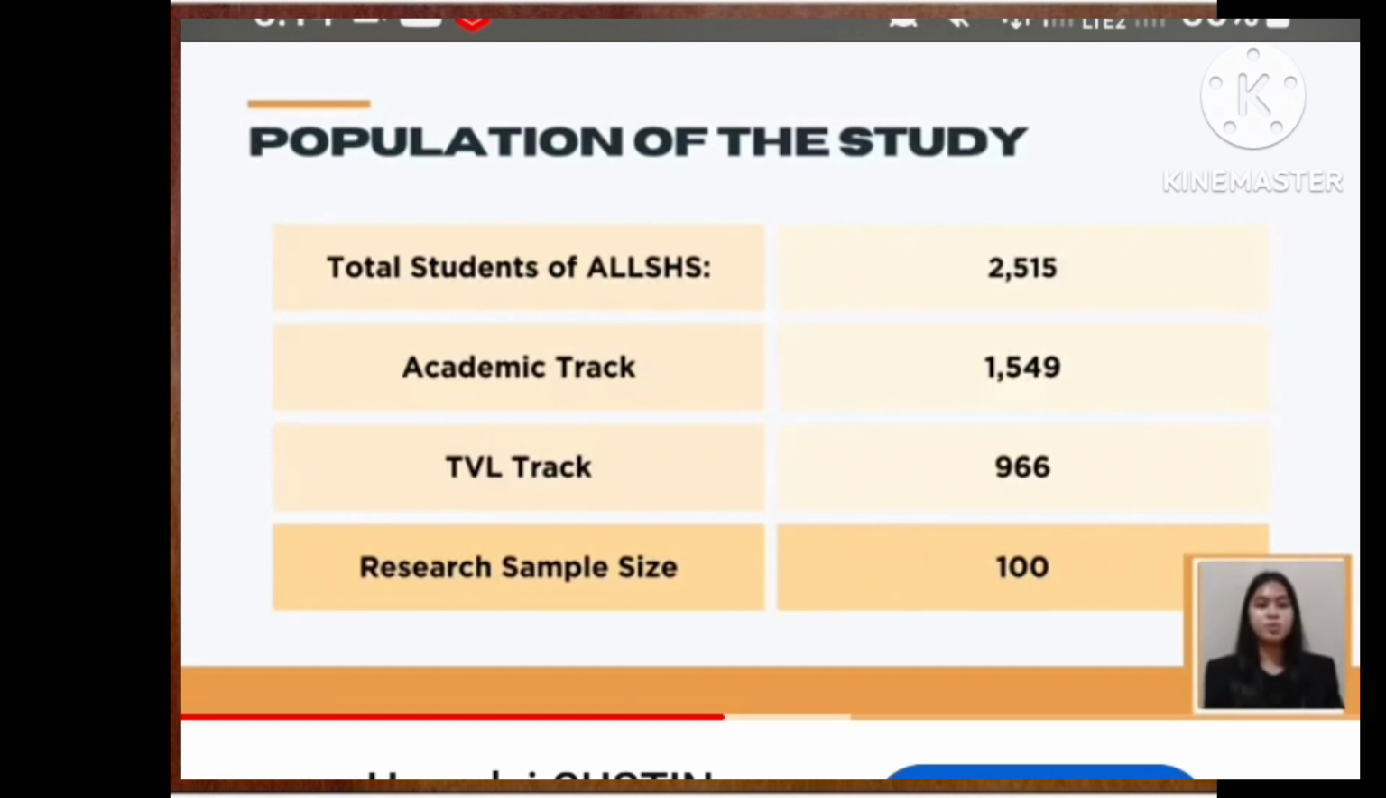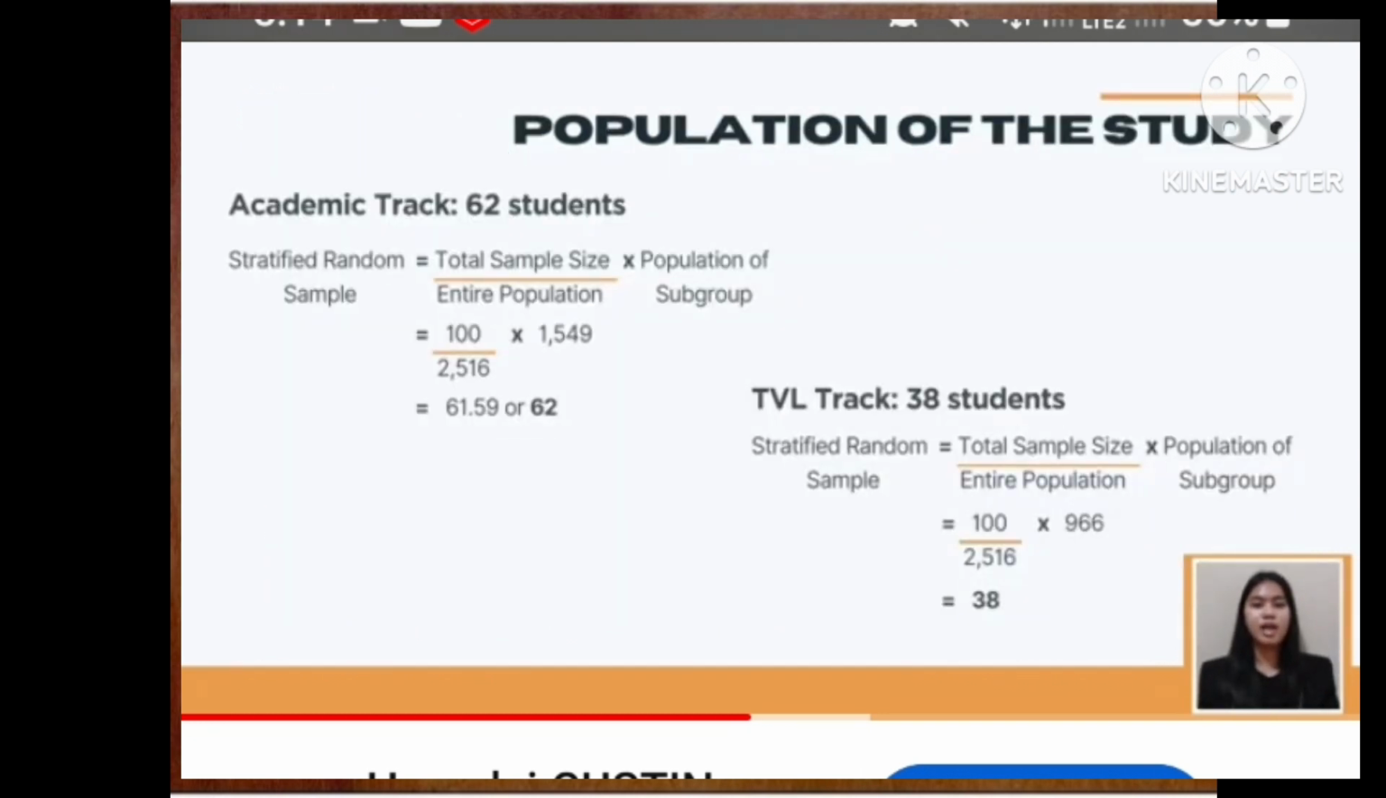Population of the study. The study will be composed of 100 respondents as this is the minimum sample size for a quantitative research according to Bolin 2013. The grade 11 and grade 12 students will be chosen using purposive non-random sampling and stratified random sampling. The students will be divided into two strata, the academic track and the DVL track, and they must be currently using e-wallets for their various transactions.